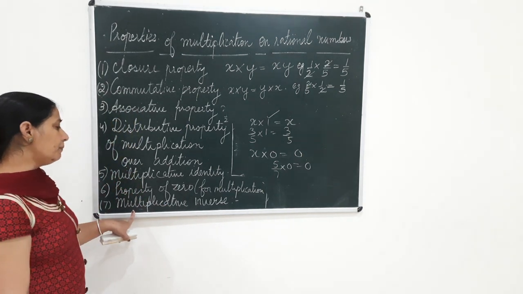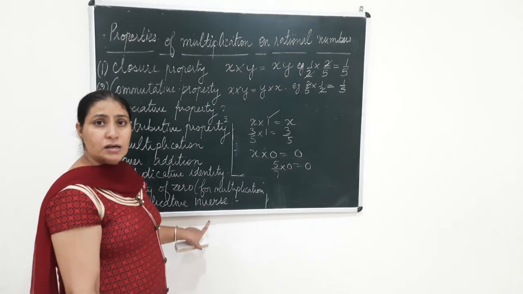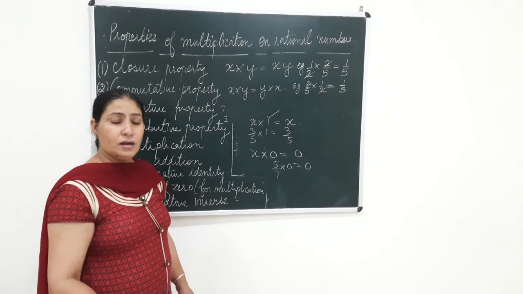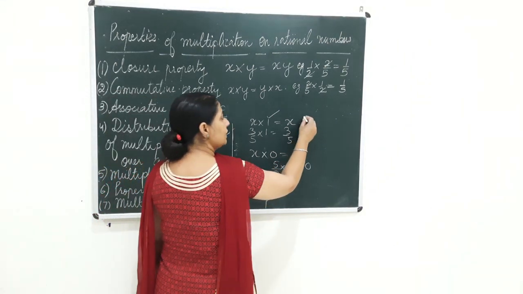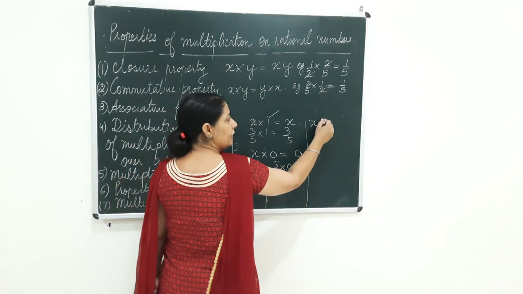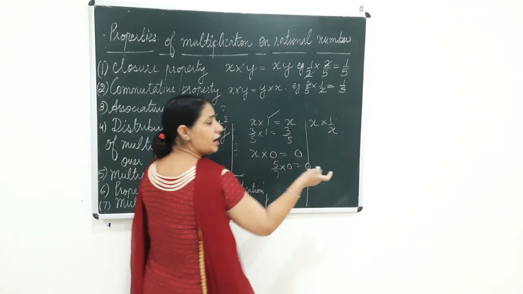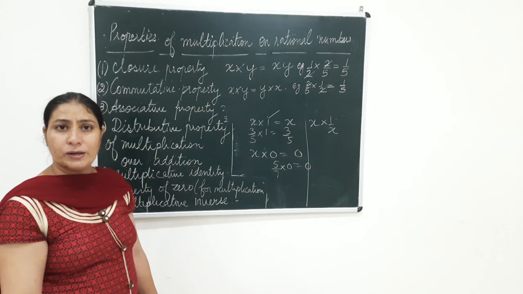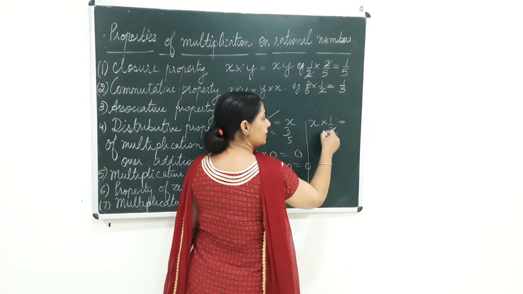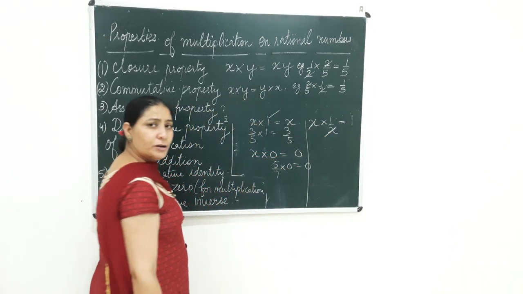Last, beta, we have the multiplicative inverse. Inverse or reciprocal is one and the same thing. What I mean is, suppose I have a rational number x, right, and I multiply it with another rational number which is the reciprocal of the first one. Clear? So the product will be equal to what? x and x will get cancelled and I will get the product 1.